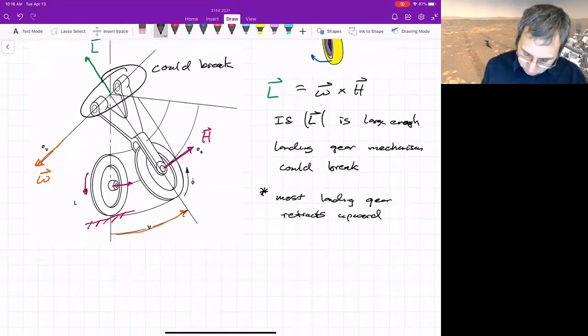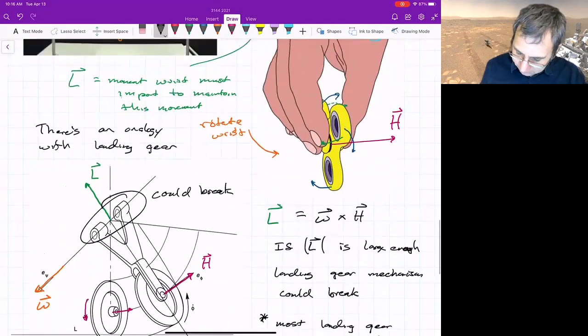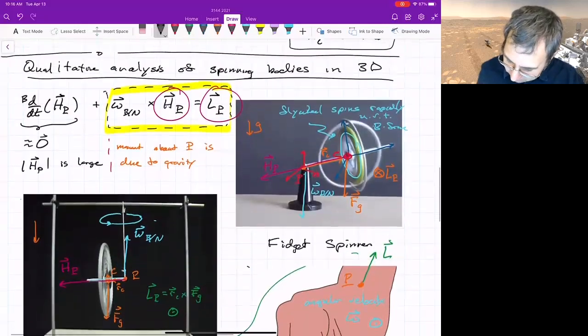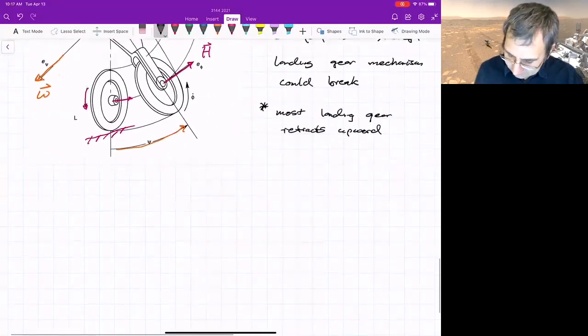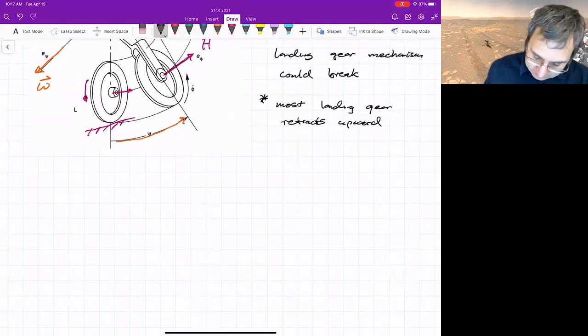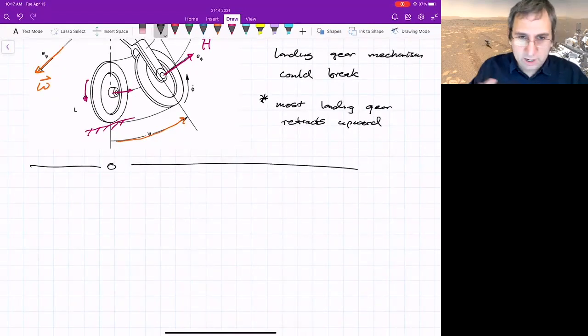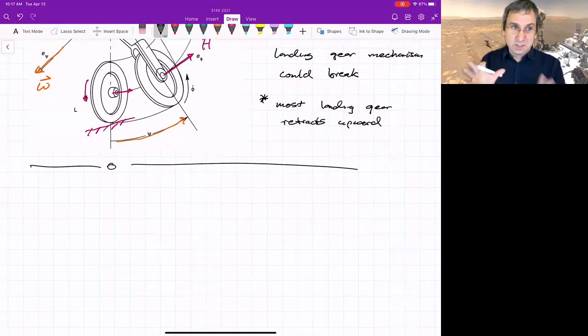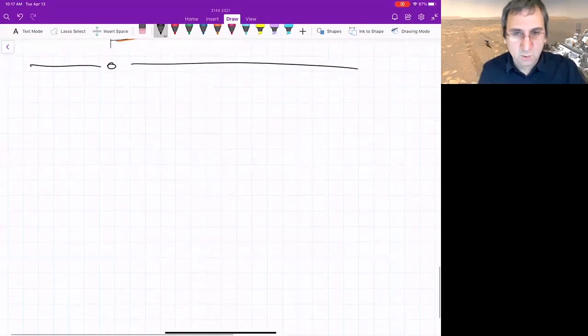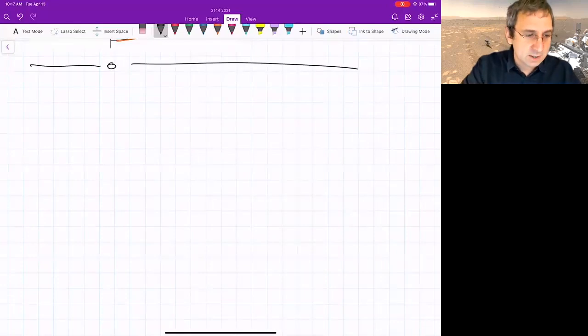We'll revisit this later, but you might think about it or try it out. If you don't have a fidget spinner, get some landing gear, I guess. We're going to get back to the quantitative. That was qualitative, just what are the directions of vectors. But now we're going to get quantitative again and talk about the rigid body dynamics.